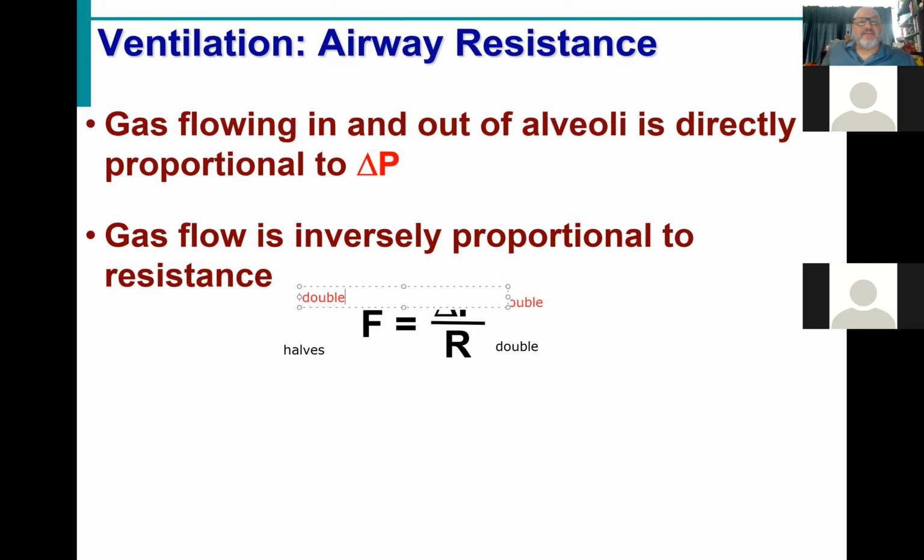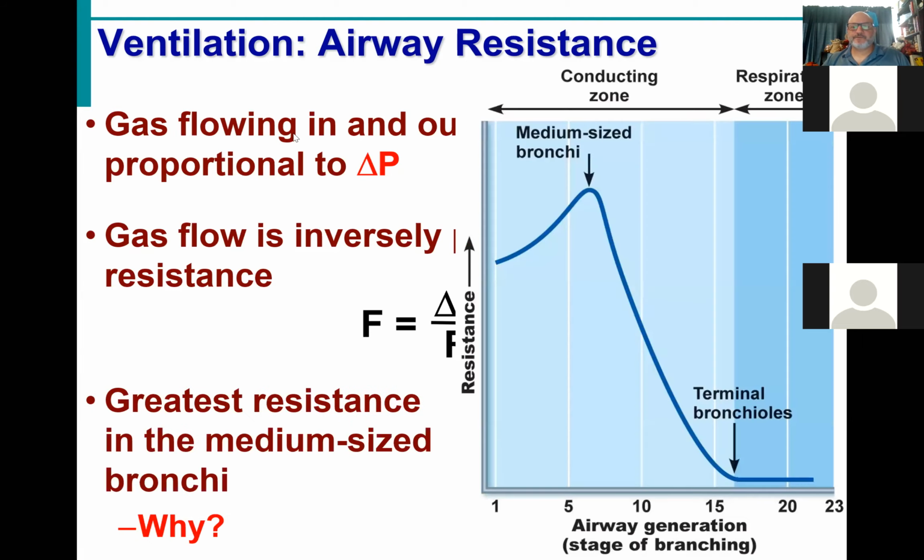So in a physics equation, we're able to put this relationship together. Flow is directly proportional to pressure gradient, inversely proportional to resistance. Fun with physics. Now, this is true for our entire conducting pathway from our nasal cavity all the way down to our bronchi.